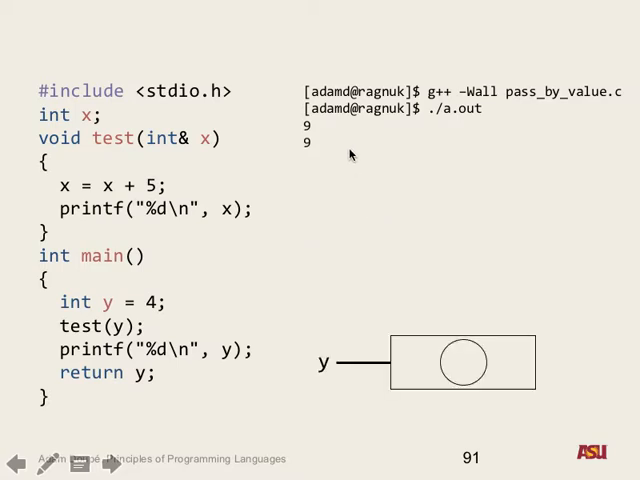So if we look at it with box circle diagrams, we have Y. We're going to copy the R value 4 into the location associated with Y. Then when we invoke test, X is passed by reference, so it's going to be bound to the same location as Y. Now when we say X is equal to X plus 5, we're changing the value in the location associated with X, which is here. And then when we print out Y, we print out 9.